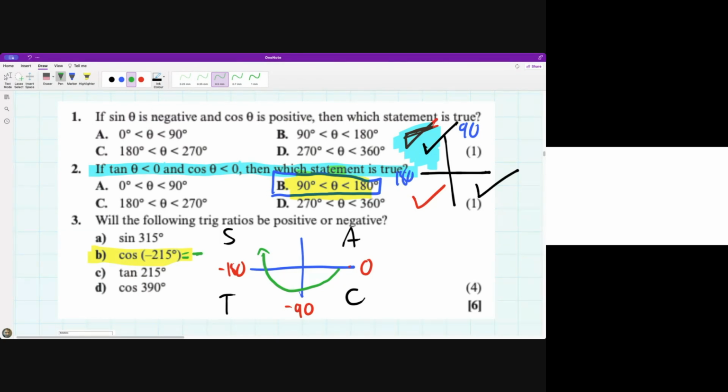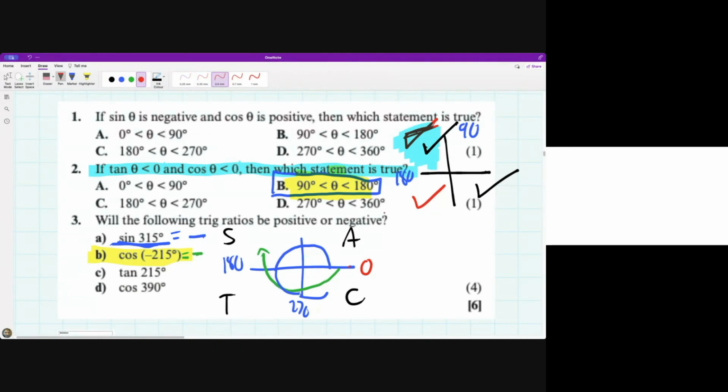Okay, what is going to be the sine of 315? Is the sine of 315 going to be positive or negative? So now it's a positive angle, so I need to go in this direction. That's 180. And that's 270. Now I've still got to go a little bit further, so I'm in this quadrant. So it must be negative.